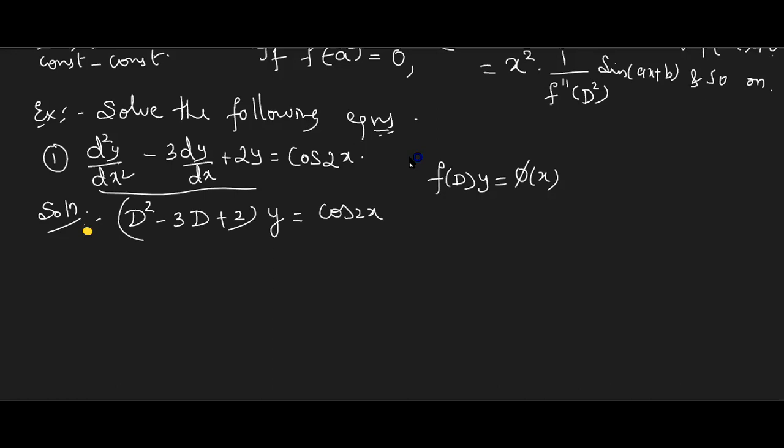Yes. So here your GS depends on, GS is equal to what? CF plus PI. Yes, both we have to consider. So let us first find CF. To find CF, what has to be written? Auxiliary equation. Let us write it: m square minus 3m plus 2 equal to 0.